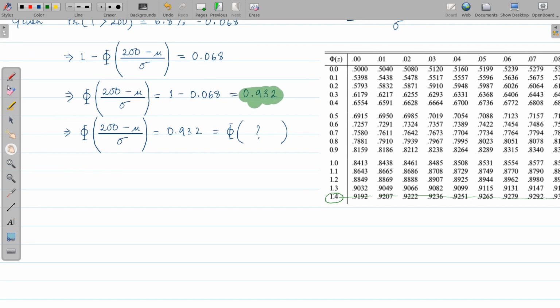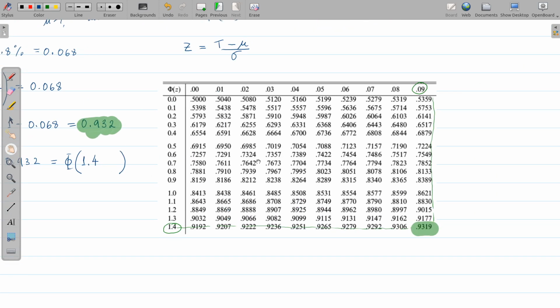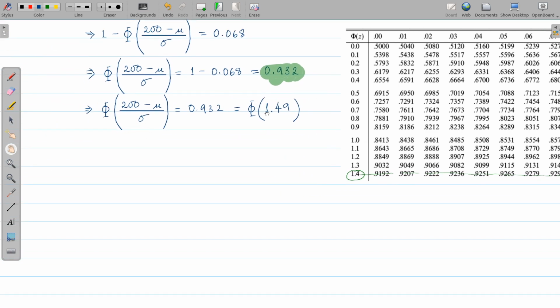So which means phi of, what is here? We have 1.4 and here we have 0.09. So 1.4 plus 0.09 is 1.49. So phi of this is equal to this.